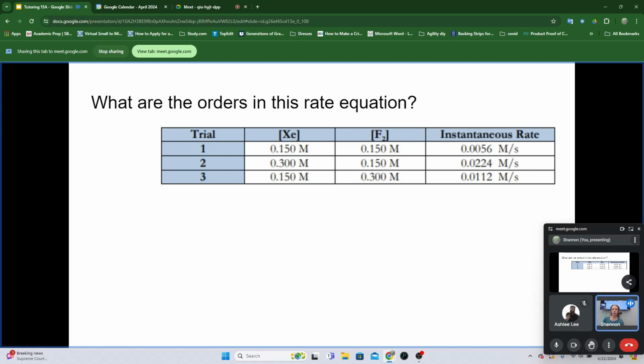Okay, so I'm going to start with trial 1 and 2, right? The ones that are the same are the fluorine concentrations, and the xenon concentrations change. So I'm going to focus on the xenon. The xenon concentration doubles, okay? You take 0.3 divided by 0.15, and you get 2, right? So xenon doubles.